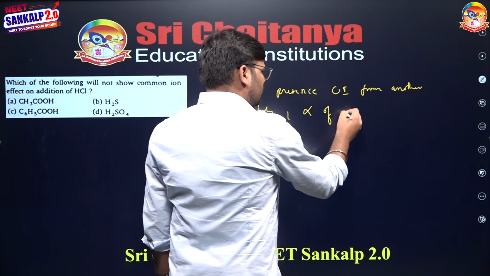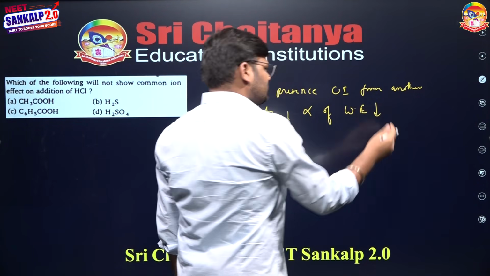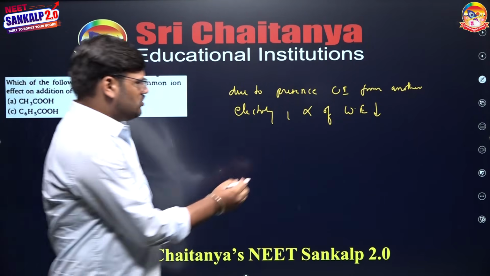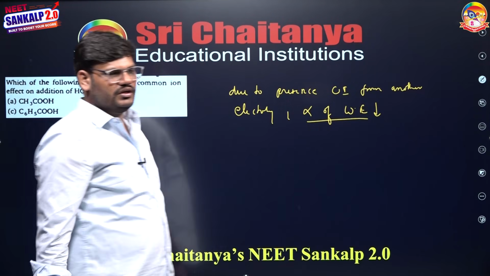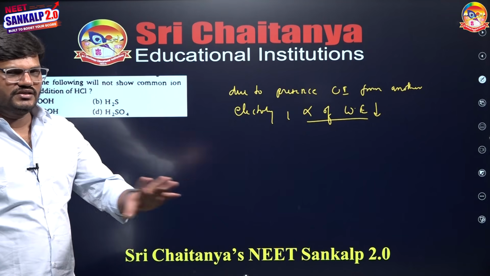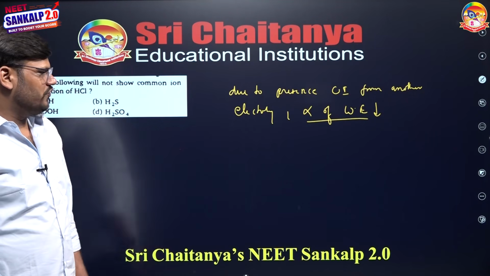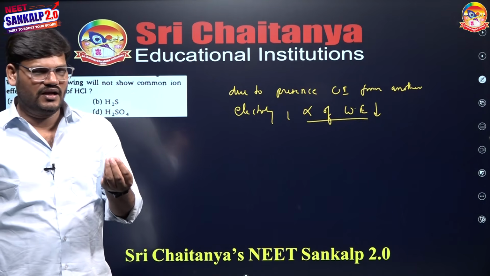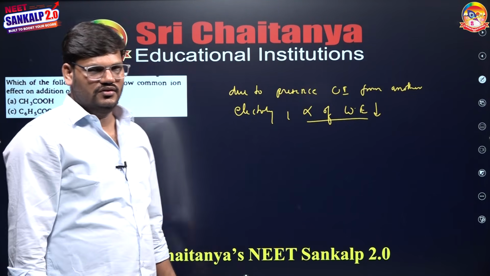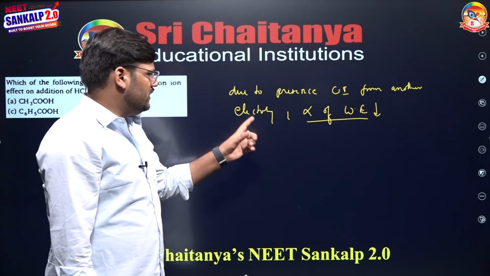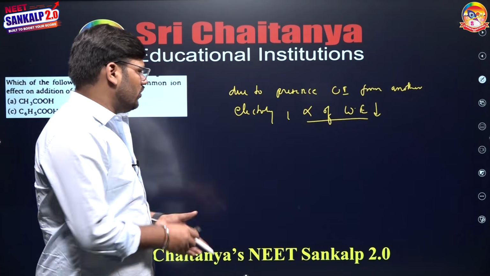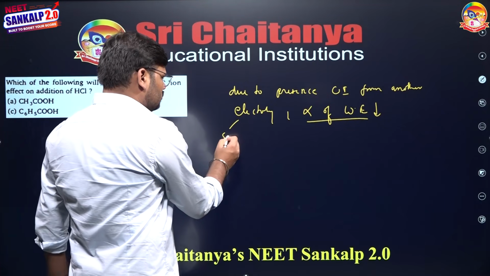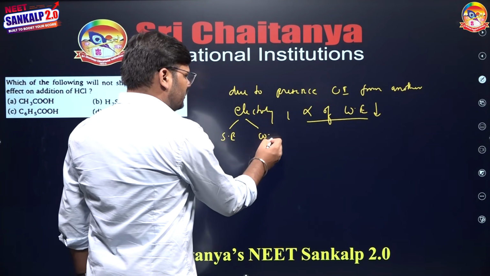The alpha of the weak electrolyte decreases, and this is known as common ion effect. So it is always defined with respect to the weak electrolyte only. For a strong electrolyte, we are not considering it at our level. Unless it is given, we take alpha as 1 for a strong electrolyte. But for a weak electrolyte, in the presence of a common ion from another electrolyte, that other electrolyte can be strong or weak.